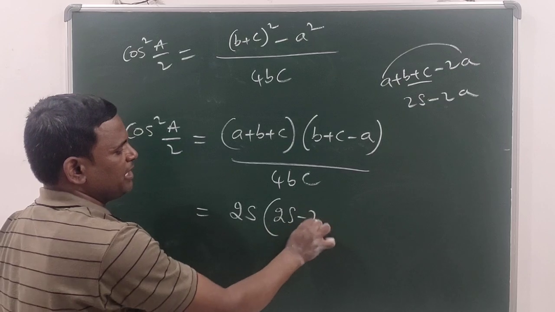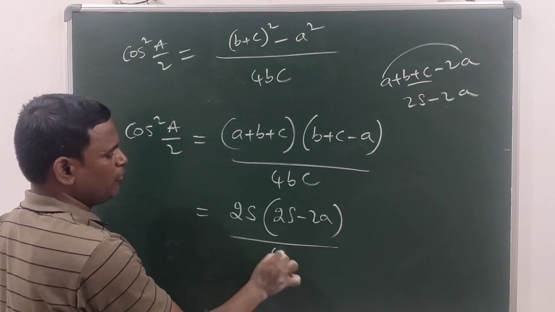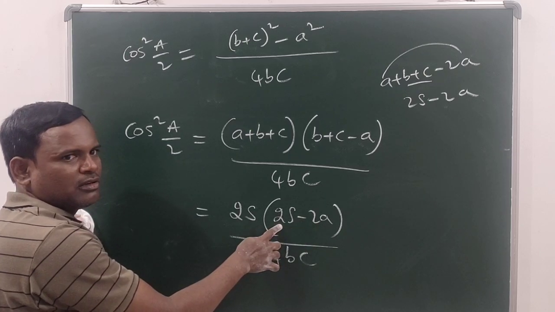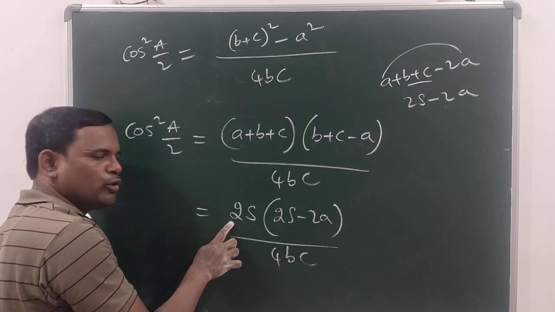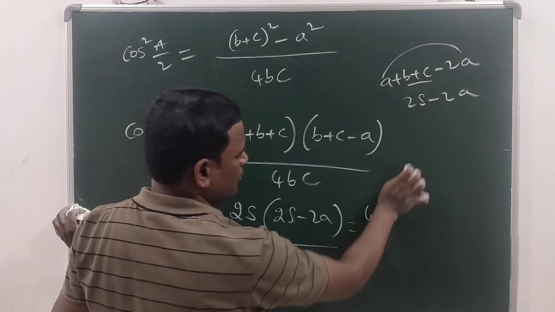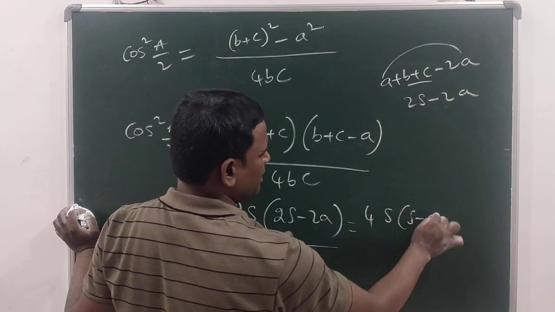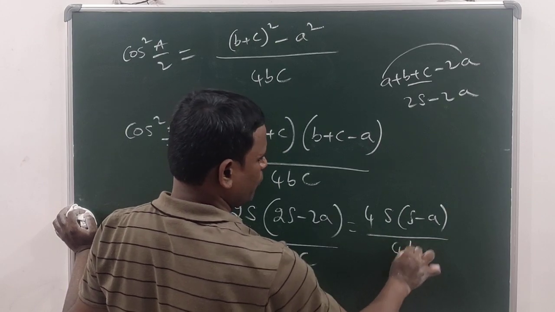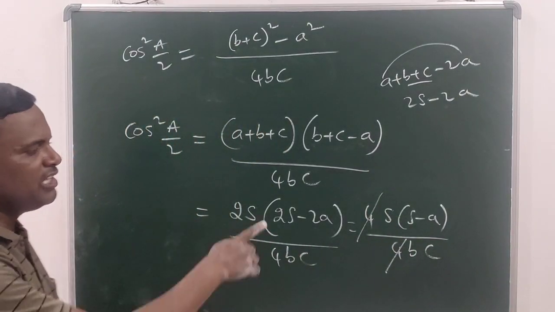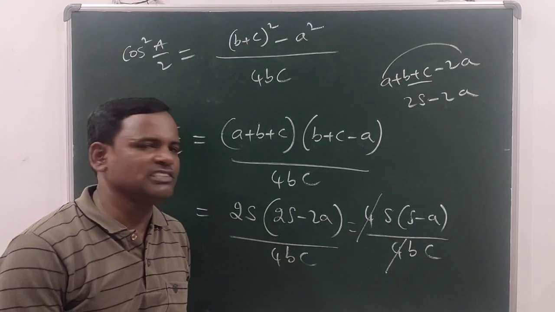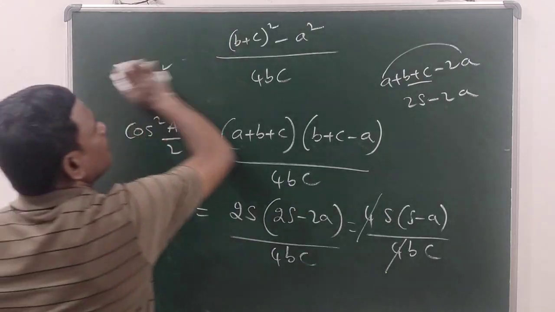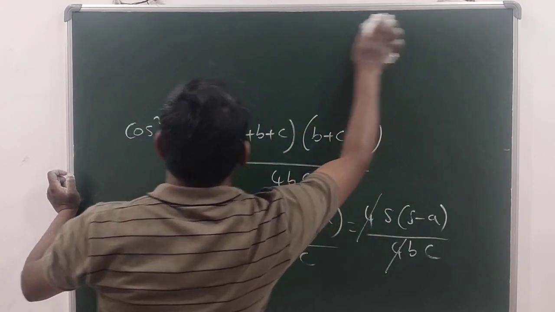Right, here (2s minus 2a) whole by 4bc. Now take 2 common. When it is going out, it will multiply with 2. 2 2s are 4. Now 4 into s into (s minus a) whole by 4bc. Now this 4 is gone. Now what is left? s into (s minus a) by bc. Now transfer the square to the right side.